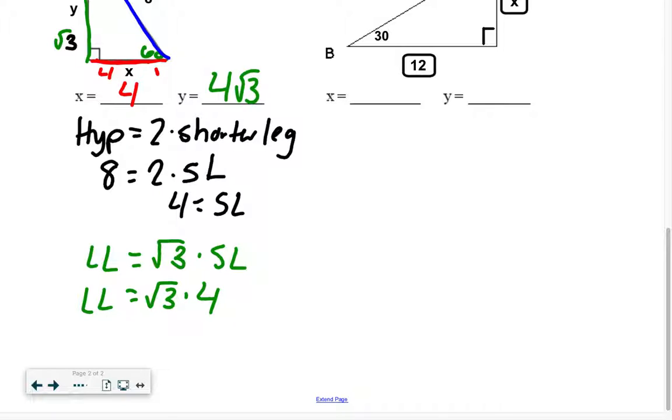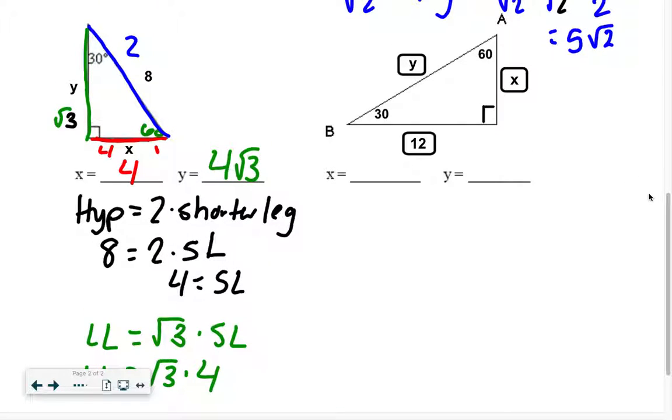Okay, this last one. Shorter leg is represented by what variable or what number? My shorter leg across from the 30 is x. My longer leg is 12. That's represented by the square root of 3. And my hypotenuse is y, represented by 2. It's always easiest to find the shorter leg first.